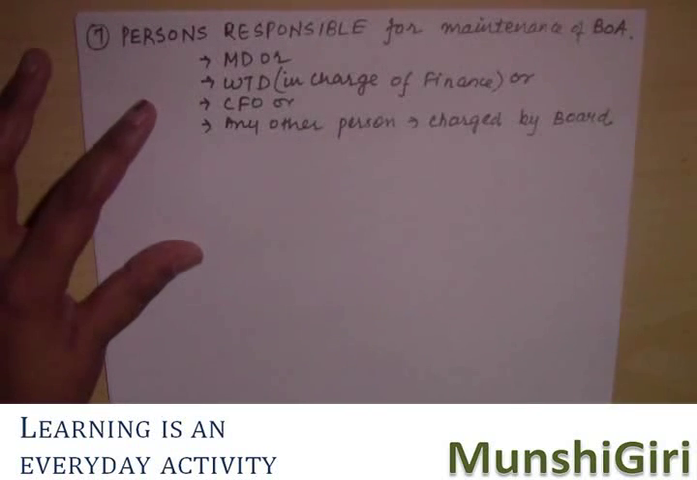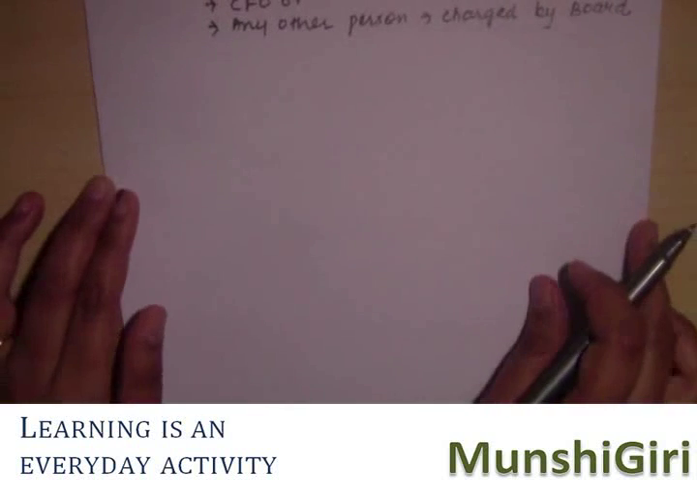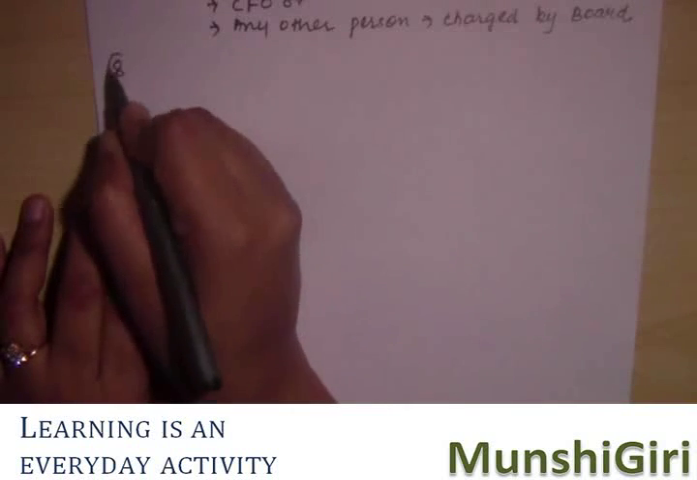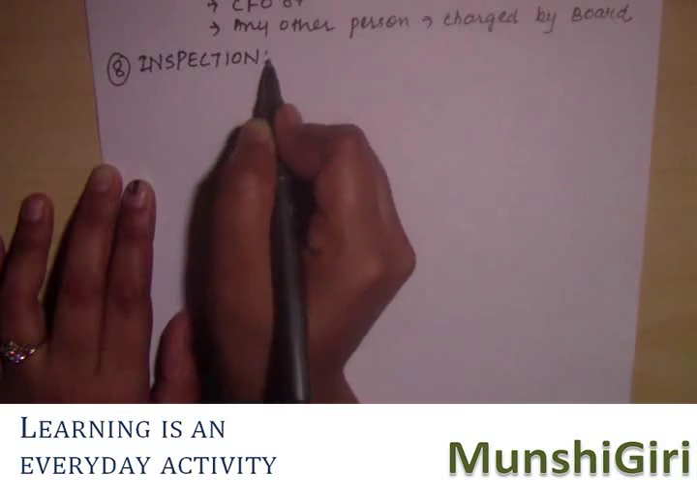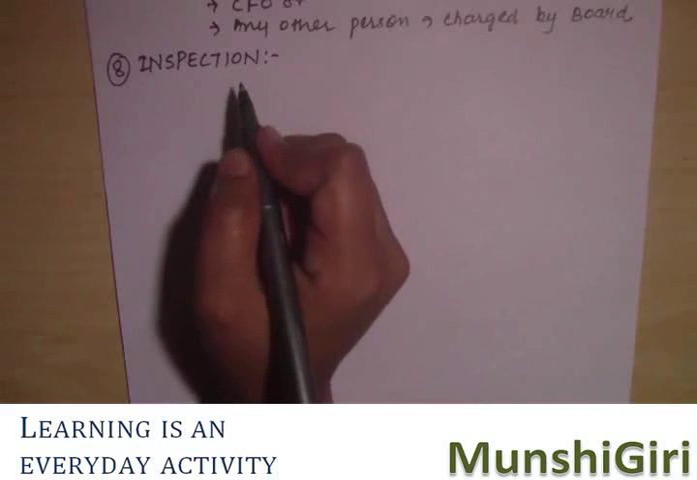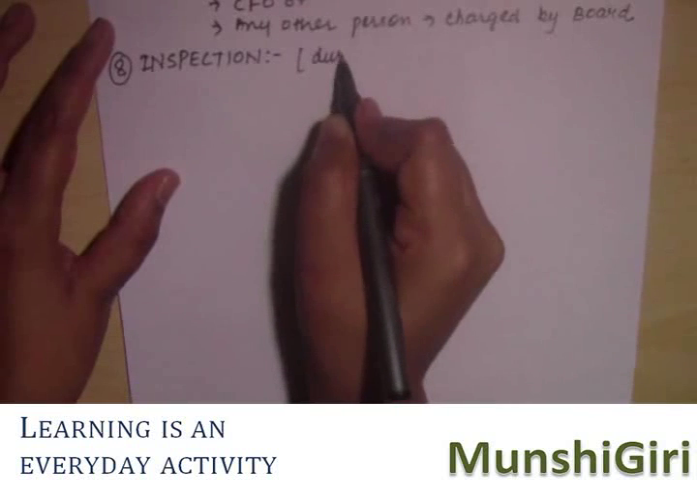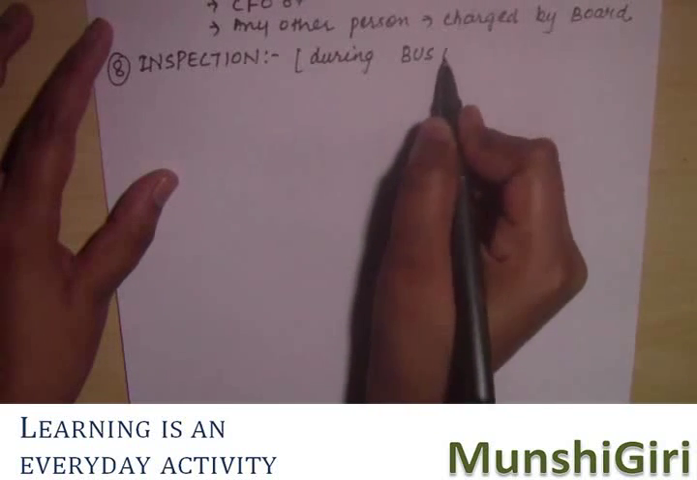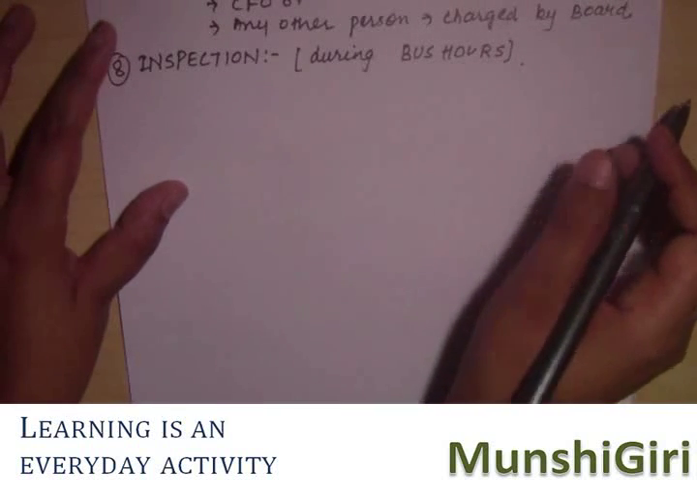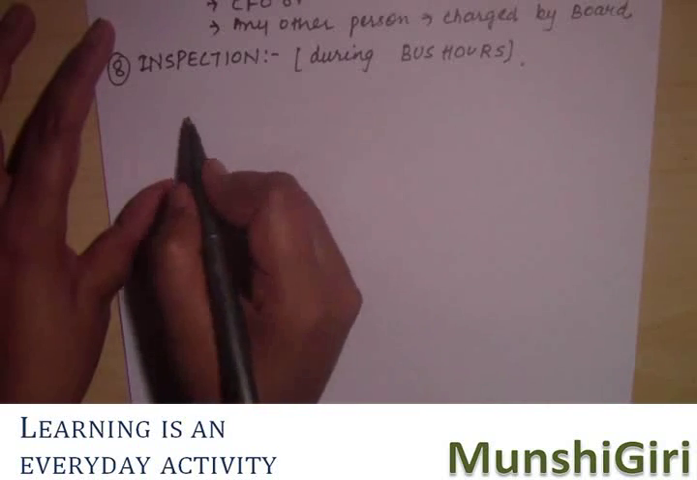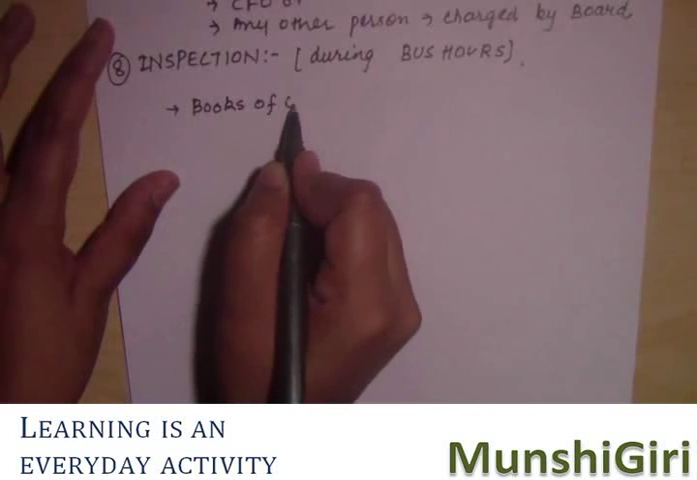This was point 7. Now comes point 8, which talks about the inspection of books of accounts. That is, who are the persons who can inspect the books of accounts of the company. Now the books of accounts are open for inspection during business hours. Inspection can be done only during business hours. And who can inspect the books of accounts? Now we have inspection of company's books of accounts or its branch.